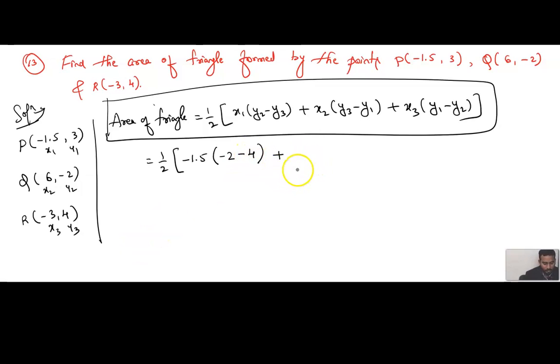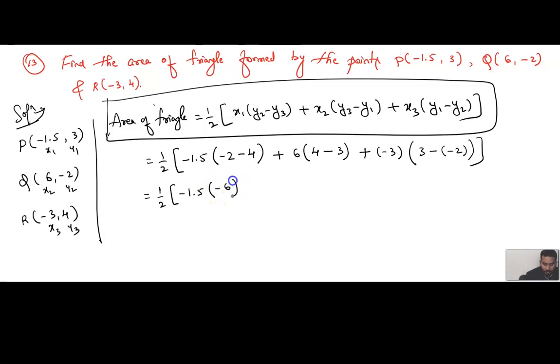Then plus x2 value is 6 into y3 is 4, formula minus, y1 is 3, close the bracket, plus x3 value is minus 3. So we write in bracket minus 3 into y1 is 3 minus y2 is minus 2. One more minus we are getting, so we write in bracket minus 2, close the bracket and main bracket. Got it? Now half into minus 1.5 into minus 2, minus 4. If both are minus, we should add, but minus remains same.